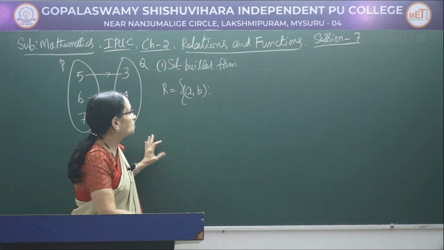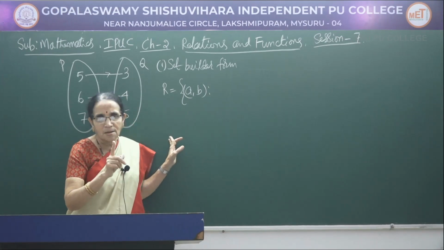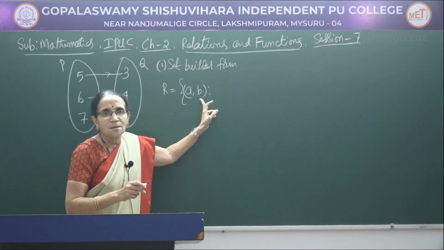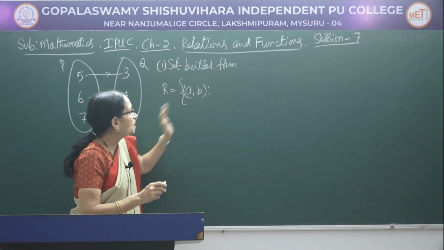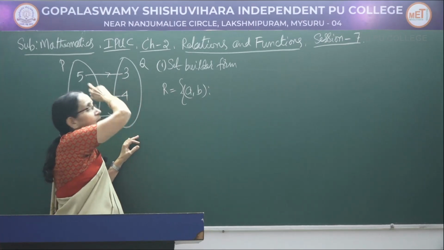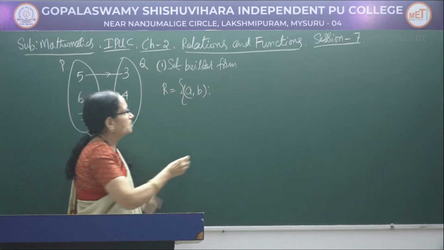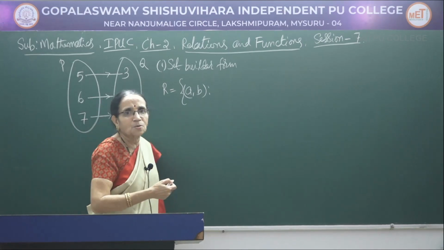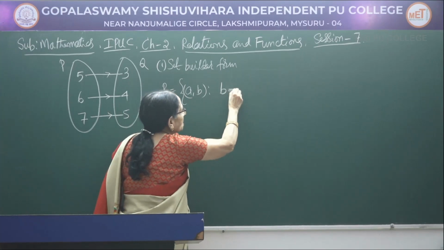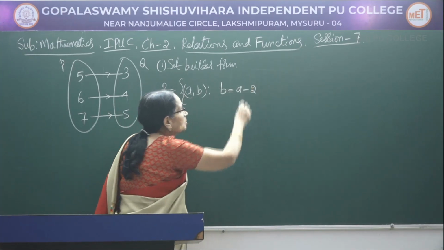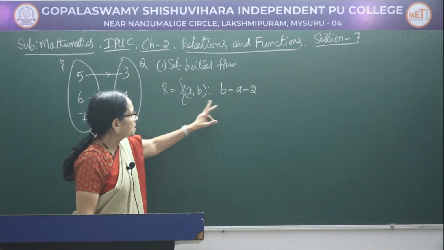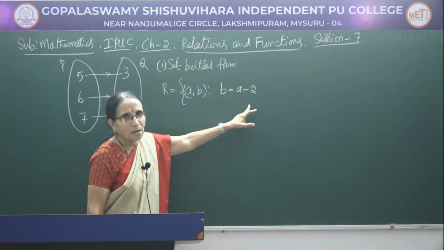And how do you write this one? B means it is the second element, A means it is the first element, or in other words, B is the image of A. And how they are connected here? The second element 3 is 2 less than the first element 5. So, in general, all the numbers are satisfying the same relation. Therefore, the second element B is equal to A minus 2. This is how we have to write it. Okay. Second element B equal to A minus 2.